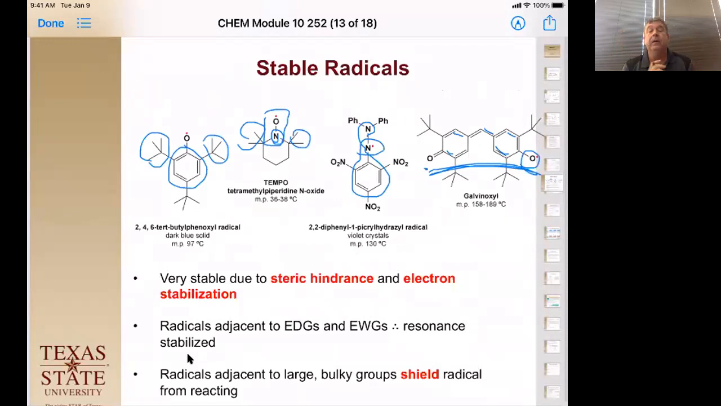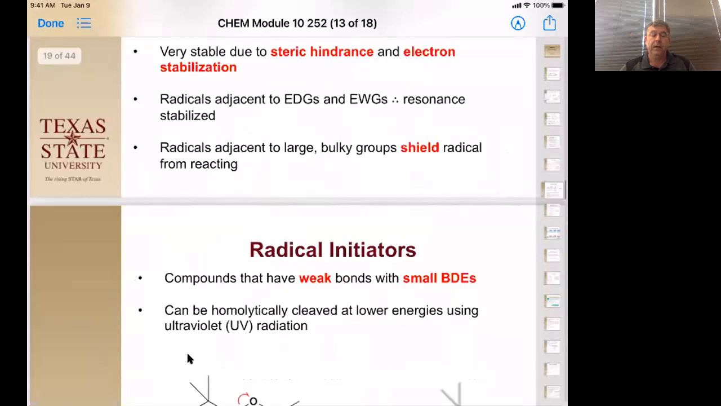Okay. So, not only can we form radicals by just looking at the bond association energy, not only is there a trend for stability of these based on their ability to stabilize that radical, but we can take advantage of resonance and steric hindrance to make stable radicals.